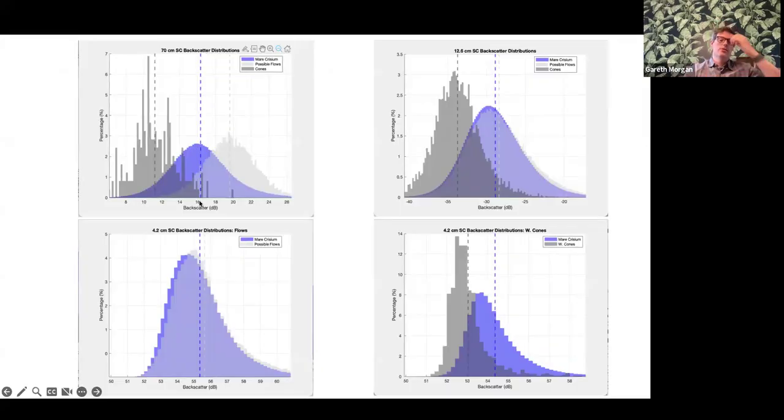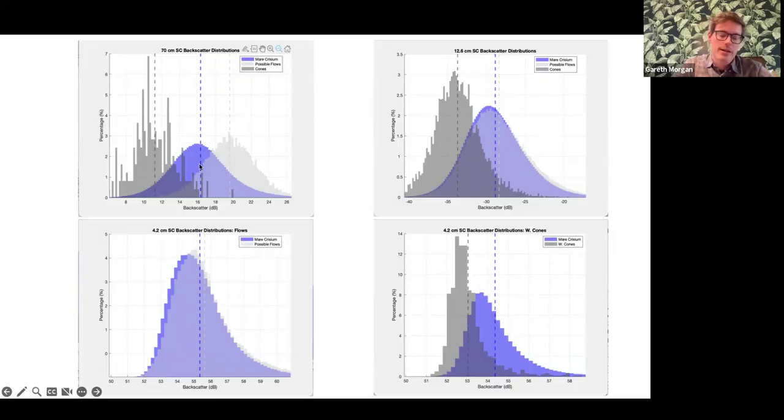To just show that we weren't just waving our arms, I'll throw a couple of distributions on here. So in this one, it's the 70 centimeter data. This is the whole of Mare Crisium return. And as you can see off this distribution, the possible flows are shifted to brighter, higher backscatter, whereas the cones are shifted to lower backscatter response. And if you look at the cones also at the 12.6 centimeter, I didn't show any images of it, but that also is shifted, as is the shorter wavelength 4.2 centimeter.